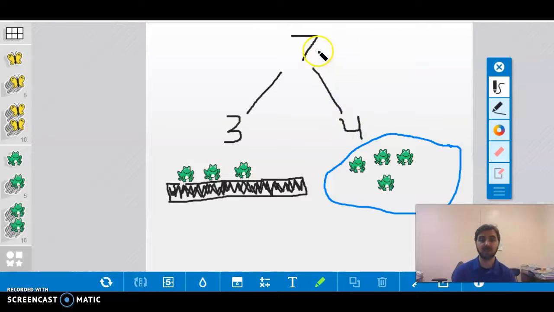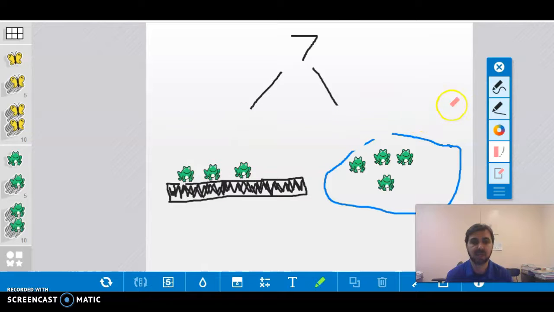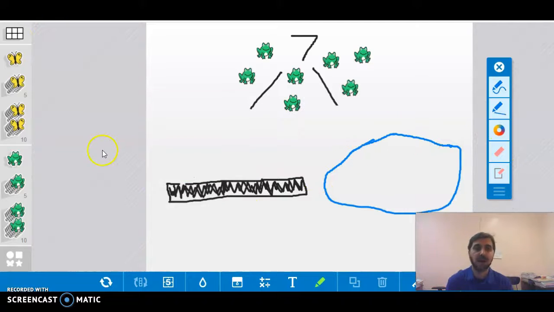All right, so 7, we can break up 7 into a group of 3 and a group of 4. All right, 3 of the frogs are here on the log, and 4 of them are in the pond. Let's see if we can find another way that we could divide up or split up these frogs, okay? All right, so what if this time 5 frogs jump onto the log? What if 5 of them jump onto it?